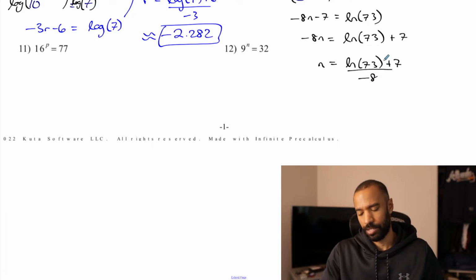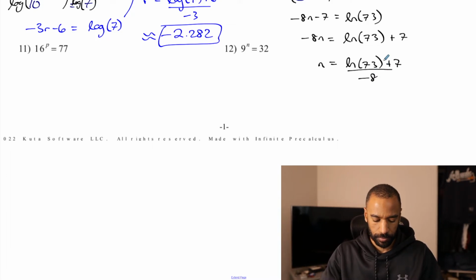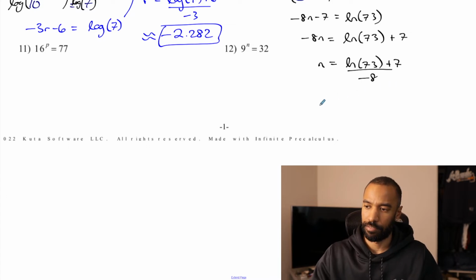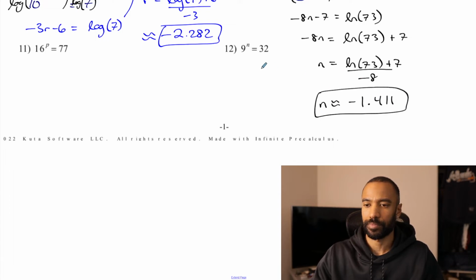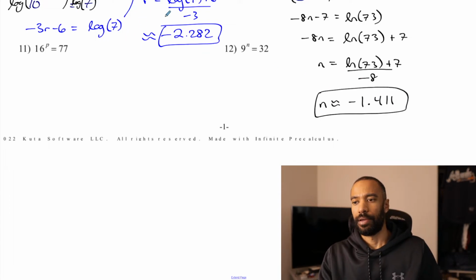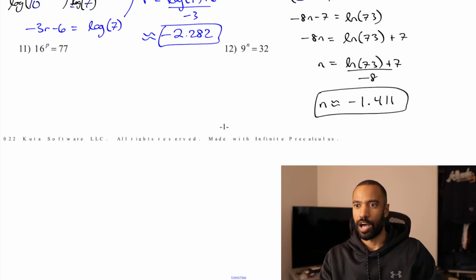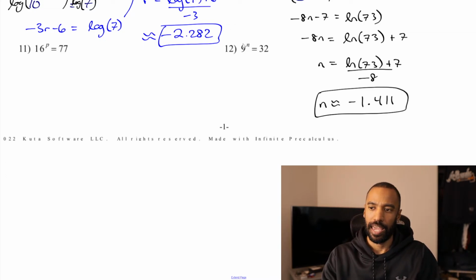Let's see what we get here. Natural log of 73 plus 7 divided by negative 8. So we're going to get negative, if I typed everything correctly, it's negative 1.411. Right there.